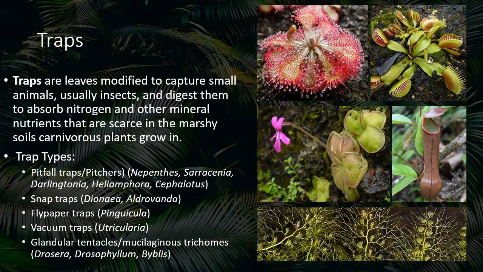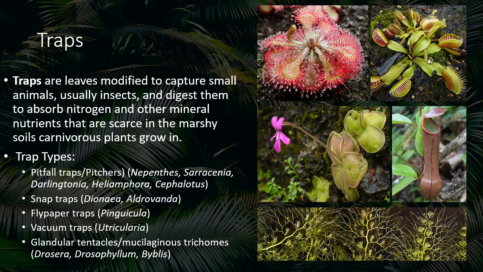Some have flypaper traps like Pinguicula, which you can see in the middle left, and which has these flat, sticky leaves, which flies get stuck to, where they get to just digest it on the leaf surface. We can also have vacuum traps. In the bottom image, we see Utricularia, which has vacuum traps. It's got these little pouches or bladders which implode and suck water inward if a little aquatic invertebrate, like a mosquito larva, swims by them. They get vacuumed into one of those little bladders and digested.